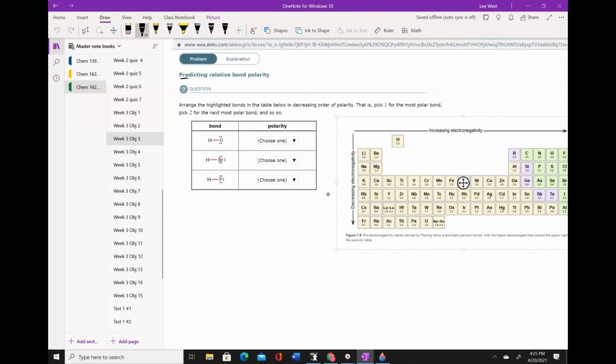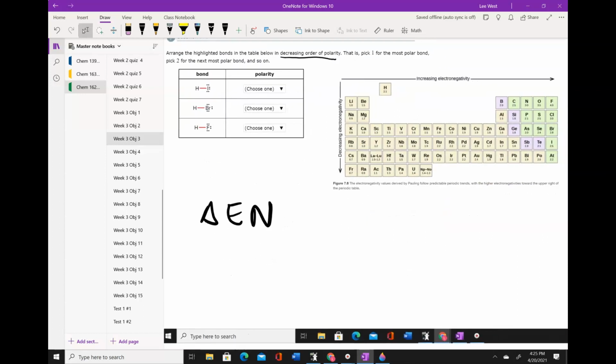Okay, predicting relative bond polarity. This is important because the bigger the difference in electronegativity between our two atoms, the more polar. That's all we're really talking about. Here, we have to list these bonds in decreasing order of polarity. You always want to be careful with ranking problems.